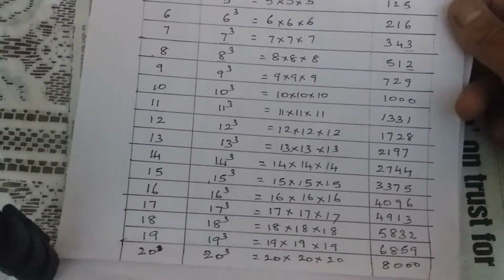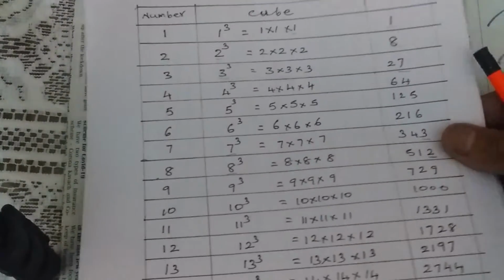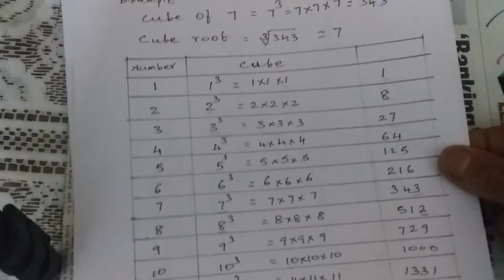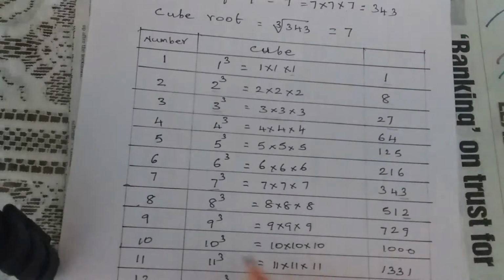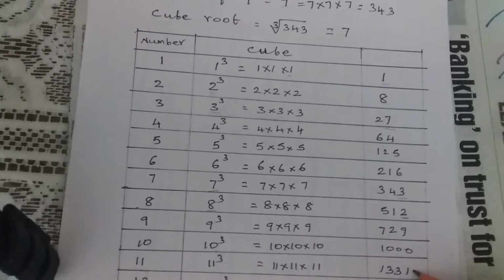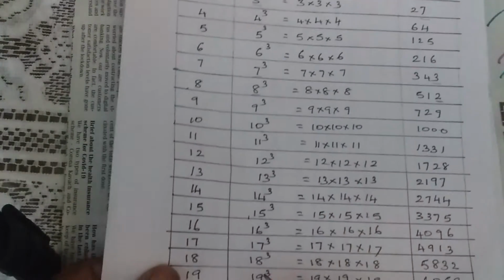We can just multiply and find them. But in square, you should be thorough with the square numbers 1 to 20. Then it is easy to do square root sums. Same way in cubes, at least up to 10. At least up to 10, all these cubes, you must be thorough with these numbers. So, I've written the square table and the cube table up to 20.